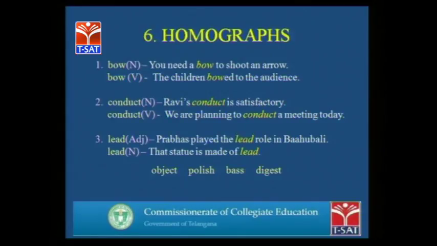Now, let us look at a few more homographs. Now, this is B-O-W used as a noun. When you use B-O-W as a noun, bow, you call it a bow. You need a bow to shoot an arrow, the curved wooden stick which is used to make the arrow and shoot the arrow. In the recent movie Bahubali, you find a lot of scenes using the bow and arrow, and that is what a bow is.